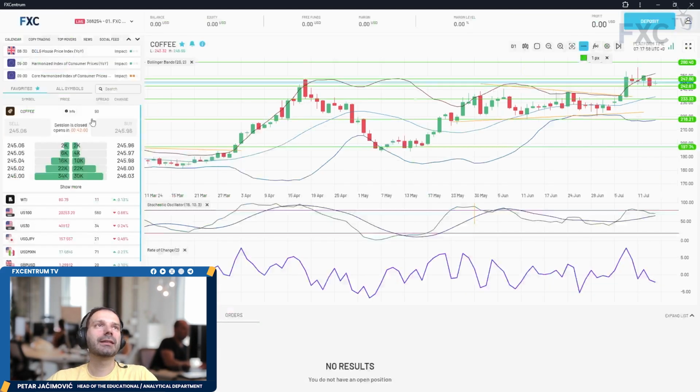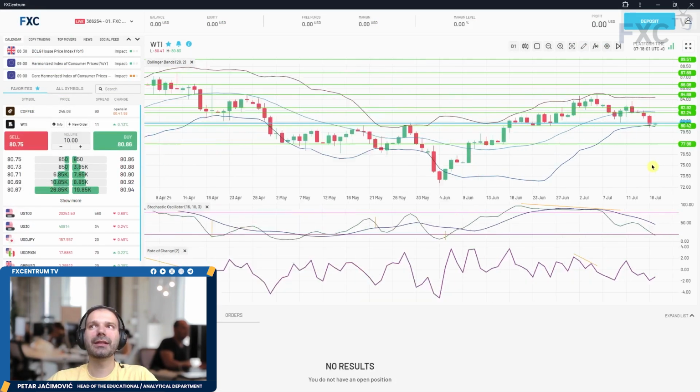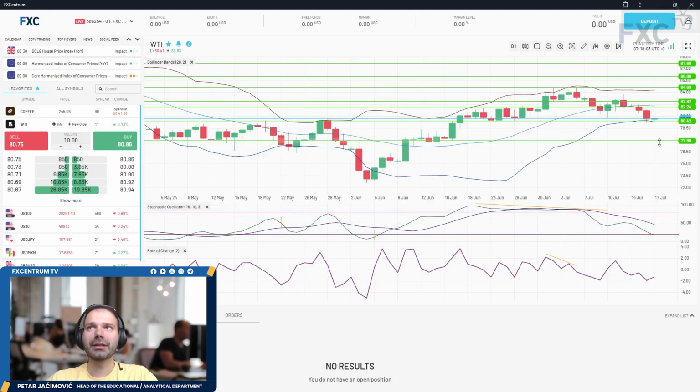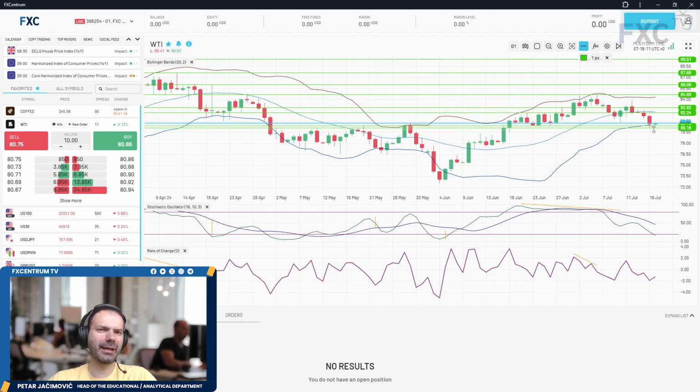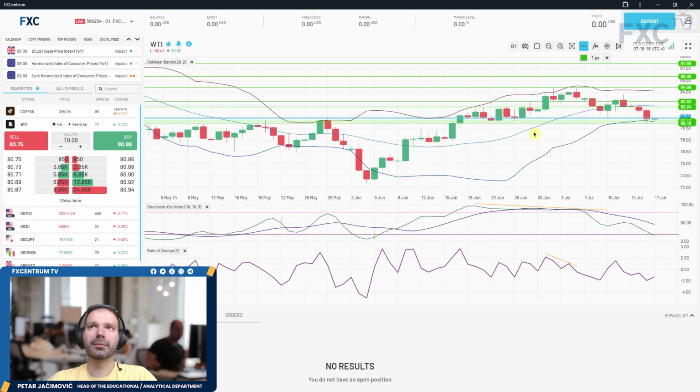Now the next market is WTI. So we can see here that the critical support, short-term support, is on the test. So 80.16 mark is a quite important support. It's a lower Bollinger Band, those two time deviations around the 20-day moving average, and we have a previous swing low, so we have a key support.